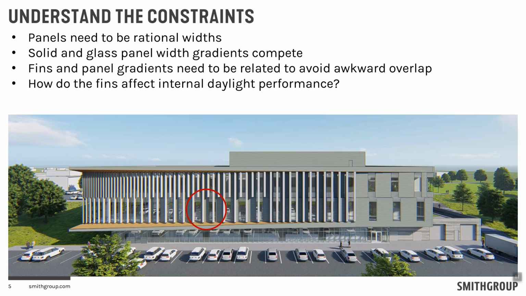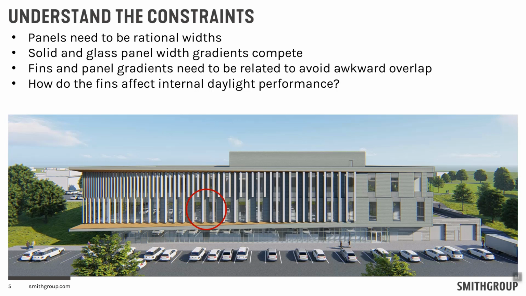You couldn't have like 18.637 inches, right? You needed something buildable. We also needed these solid and glass panels, as the gradients come together, they were competing. And so we needed them to be rationalized. We needed them to somehow align with each other. And we'll understand that a little bit more as we go. Also, the fin gradient and the panel gradient were not aligning. So you'll see that you might have a fin that's just showing up arbitrarily in the middle of a solid panel, or it'll show up awkwardly in the middle of a window.